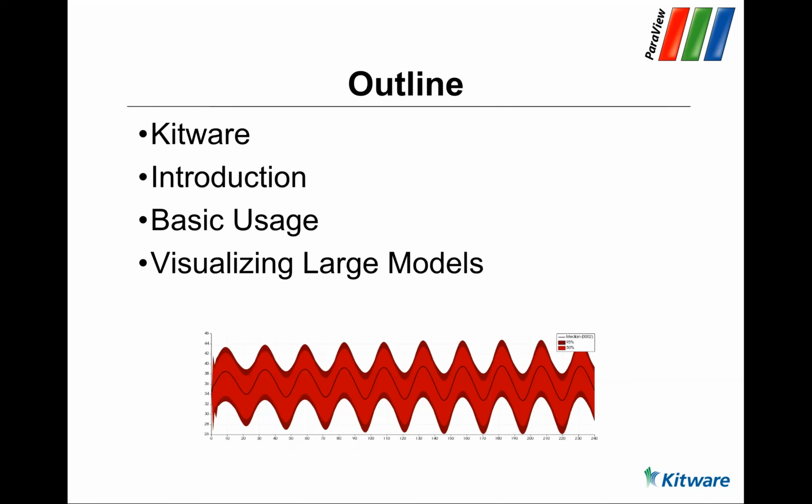So just a few words about Kitware at the beginning, and then I'm going to introduce ParaView, tell you what it is, various flavors it comes in, and also the basic data types that are used inside ParaView. And then we're going to look over basic usage. So I'm going to introduce a few common filters. I'm going to talk about selection.